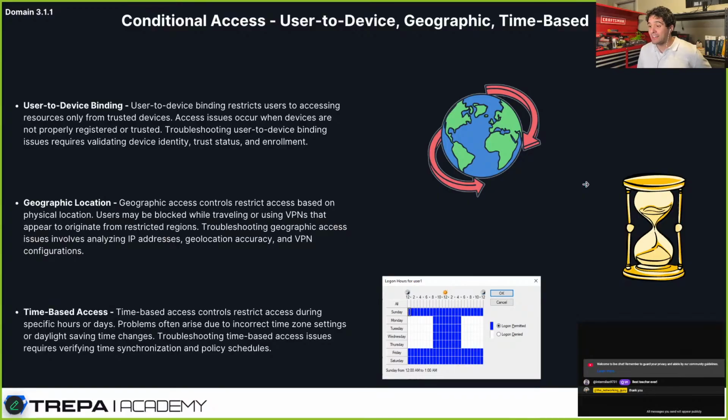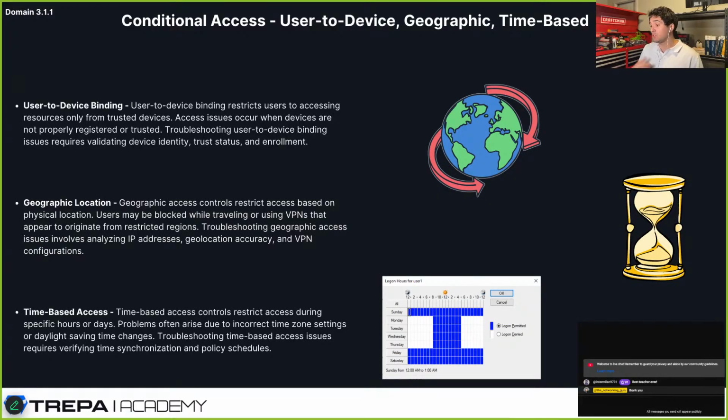All right, and then conditional access. I talked about this so much. We'll talk about it again. So this is user-to-device binding. User-to-device binding restricts users to accessing resources only from trusted devices. This is just saying company managed, like, hey, you can only access this resource from a company managed device. We're not going to set up any way for you to do it from your personal computer.